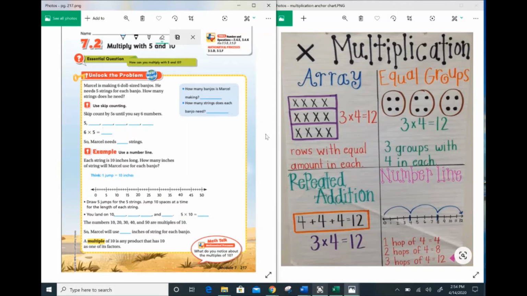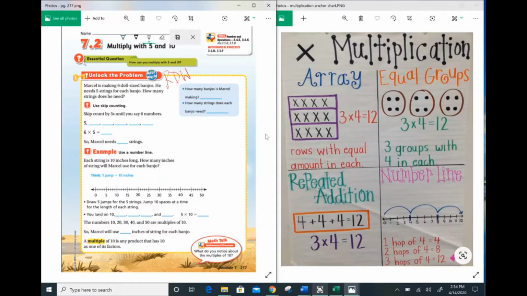Today's lesson is 7.2, multiply with 5 and 10. Let's go over our objective. Mirror on: I can multiply with 5 and 10. Mirror off. Let's go ahead and start with our read, draw, write.